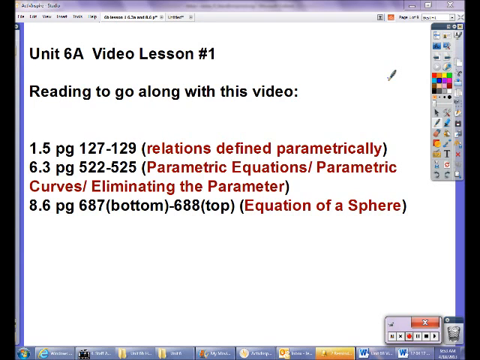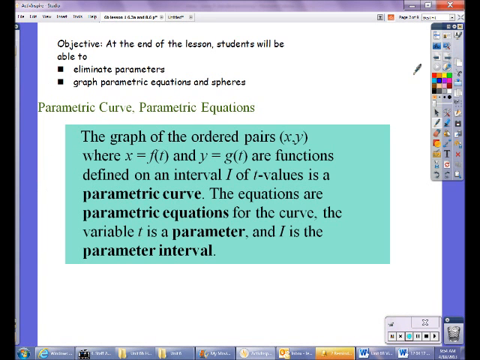The reading to go along with this video is broken up into 3 chapters and can be done either before or after watching this video, depending on which one you think is going to be more helpful to help you understand these topics. The topics you'll be reading about are relations defined parametrically, parametric equations, parametric curves, eliminating the parameter, and the equation of a sphere. I promise this does fit in with the rest of them, you'll see later. But for now, let's figure out what all this parametric stuff is about.